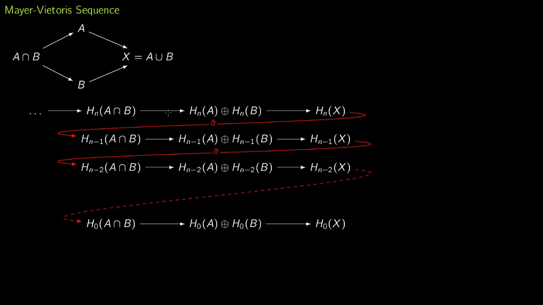So H_n of A intersection B comes here. Then A and B become a direct sum, H_n(A) direct sum H_n(B), and then H_n(X) comes here. And then you keep going down to H_{n-1}, H_{n-2}, all the way to H_0.